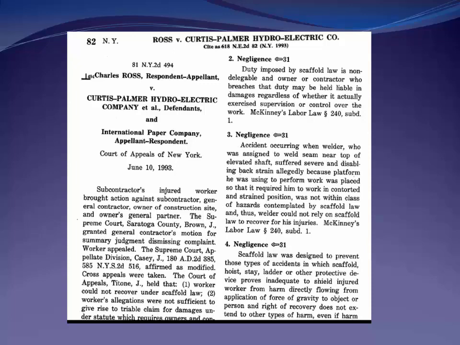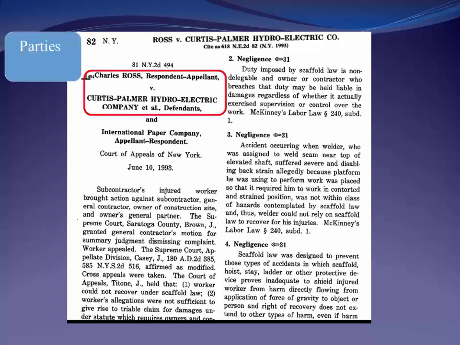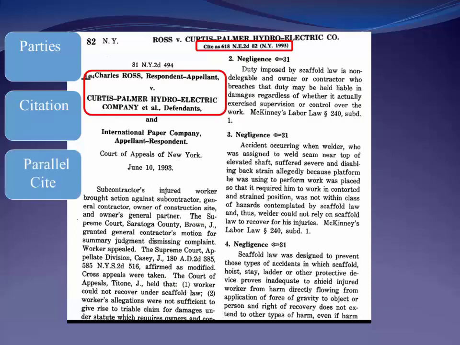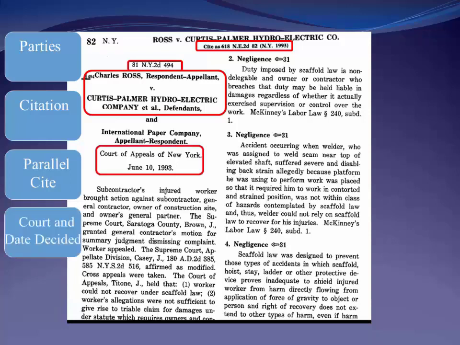So here's the parties. Those are the litigating parties. There's the citation, so that's the Blue Book compliant cite to the Northeast Reports for a New York Court of Appeals case. There's the parallel cite. There's the New York Official Reporter. If we were before a New York court, we would use that. There's the court and the date decided, so you can tell who's making the jurisprudence.